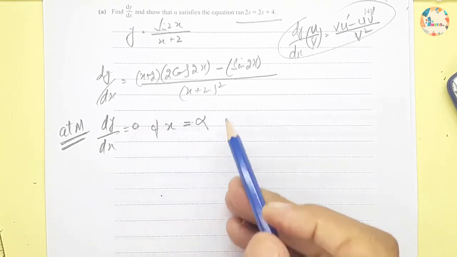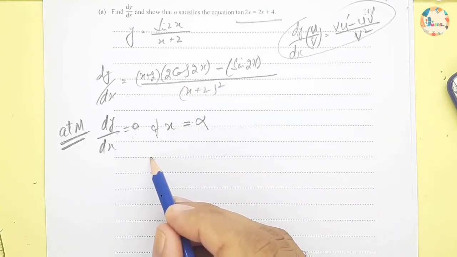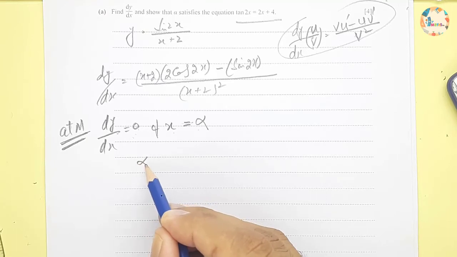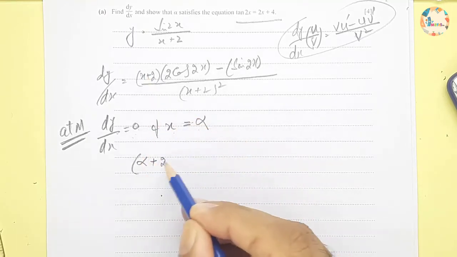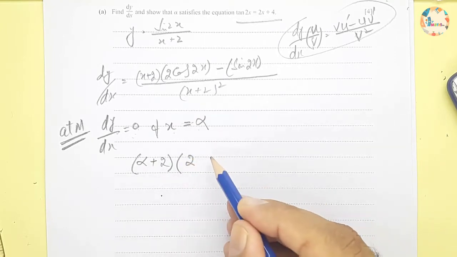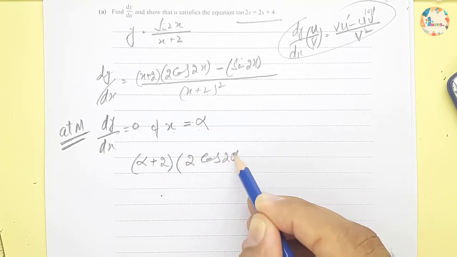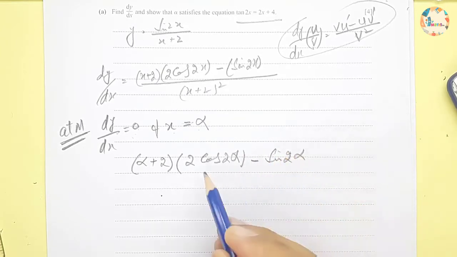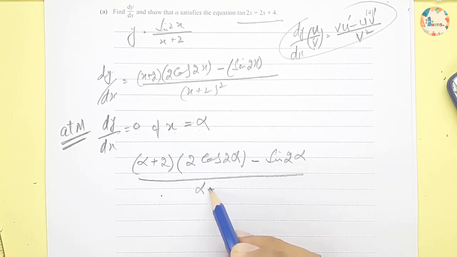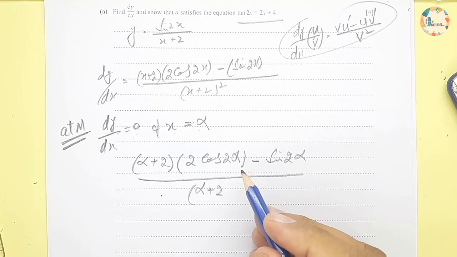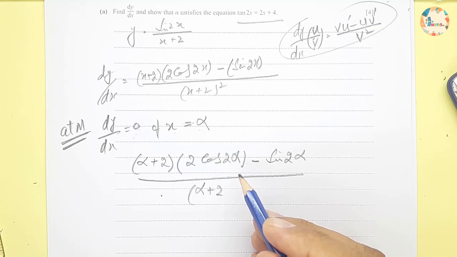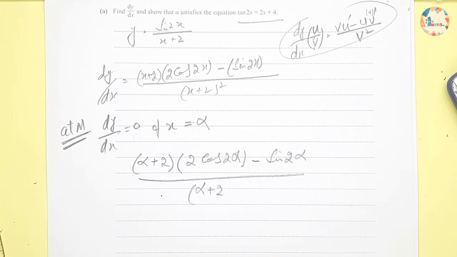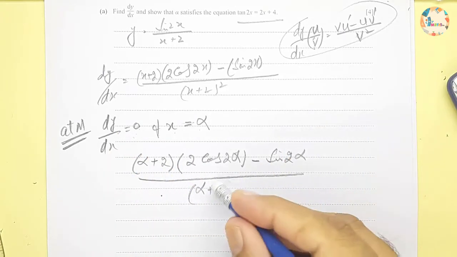So these two values we are replacing in this equation, and we will get alpha plus 2, and 2 cos 2 alpha, and minus sine 2 alpha over alpha plus 2 whole alpha, and this will be dy by dx is equal to 0. It means the numerator is equal to 0, so we will ignore the denominator.